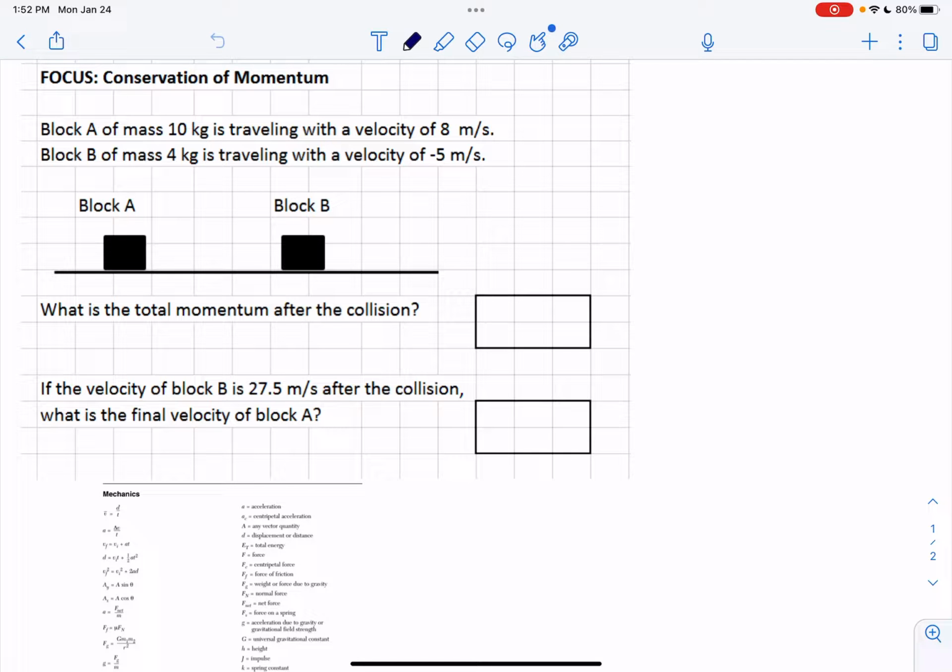This is how we solve conservation of momentum problems. Conservation of momentum does tend to be challenging for students because not every momentum problem is the same. It depends on the type of collision. It depends if the blocks stick together. It depends if they bounce back.